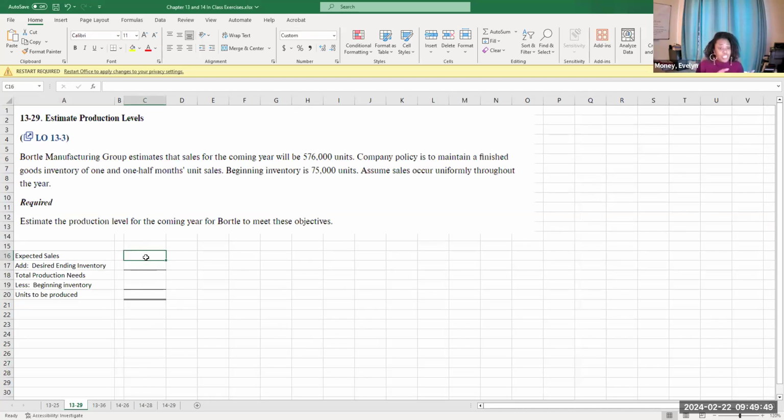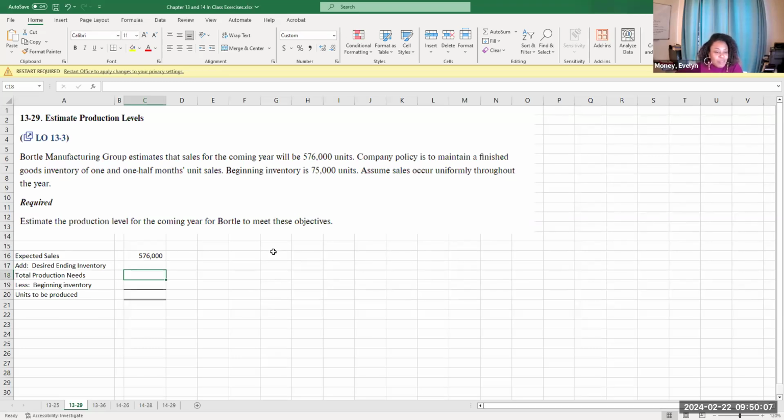So a production budget begins with expected sales. We add ending, we subtract beginning in terms of inventory, and then that gives us our units that we want to produce. So I know my expected sales of 576. I'm going to plop that in there.